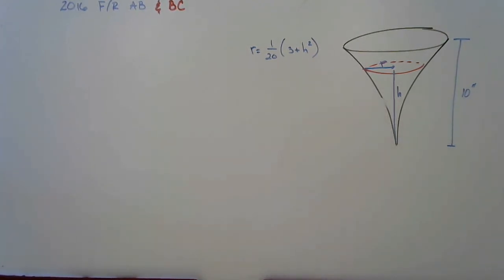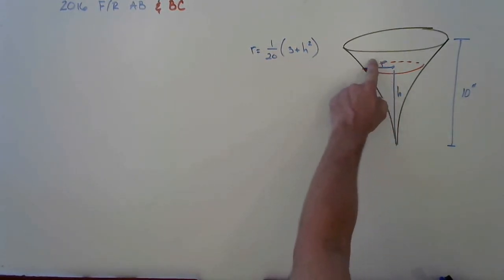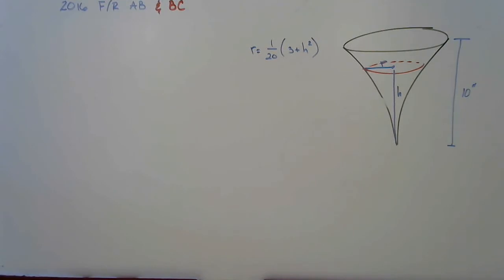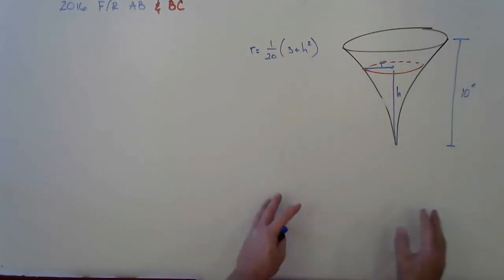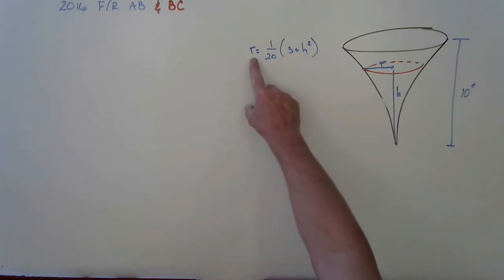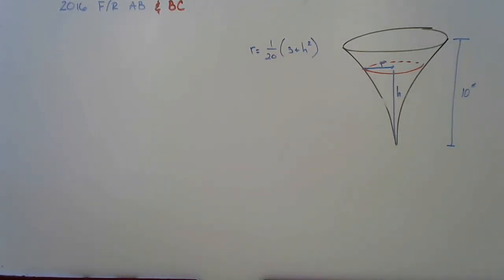One of the steps you and I always had to do on related rates problems is we had to write R in terms of H, or we had to write H in terms of R, because we had to write one of the variables in terms of the other variable. So we always had to know the equation of the funnel or the equation of the cone. We had that extra work we always had to do. Look, R equals 1/20th times 3 plus h squared. They've already done that step for us. We don't have to do that step.